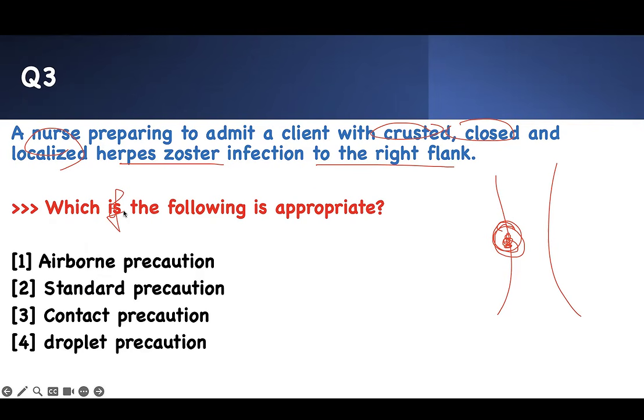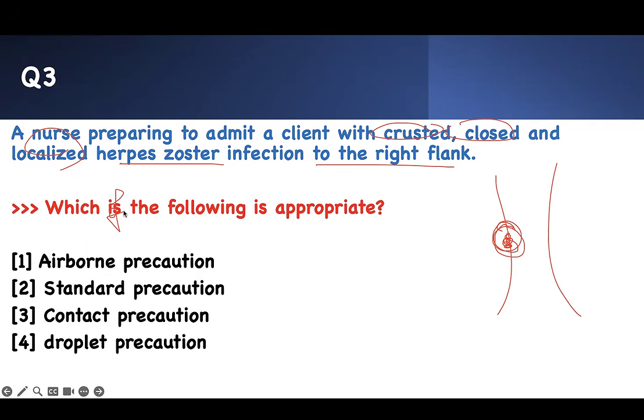Airborne precaution, standard precaution, contact precaution, droplet precaution. Think about it. Just use some common sense. Approach these kinds of infection control questions the same way. Airborne, first of all, you have to know what is what. Herpes zoster, what kind of precaution do you provide? It's airborne and contact precaution. You have to know that, right? That one, you have to bring to your content. Airborne and contact for herpes zoster.